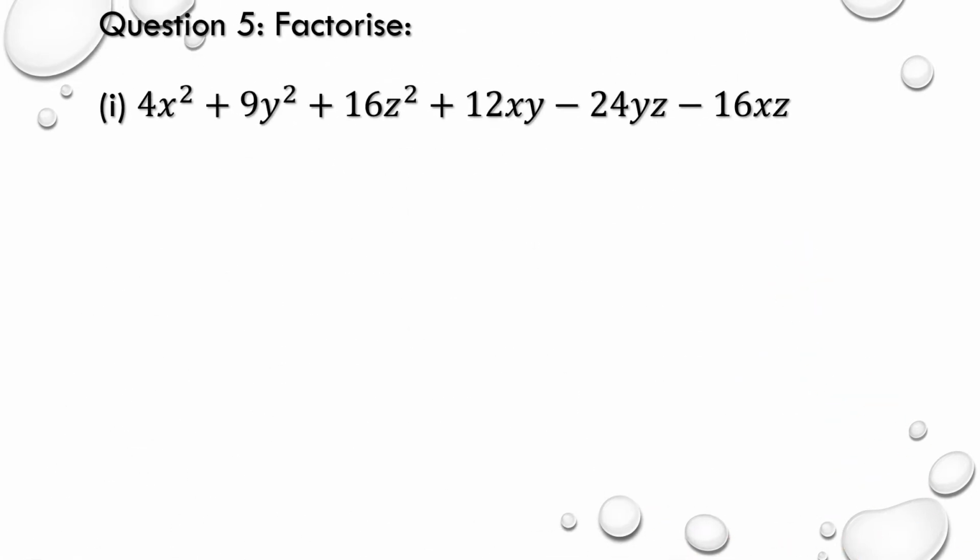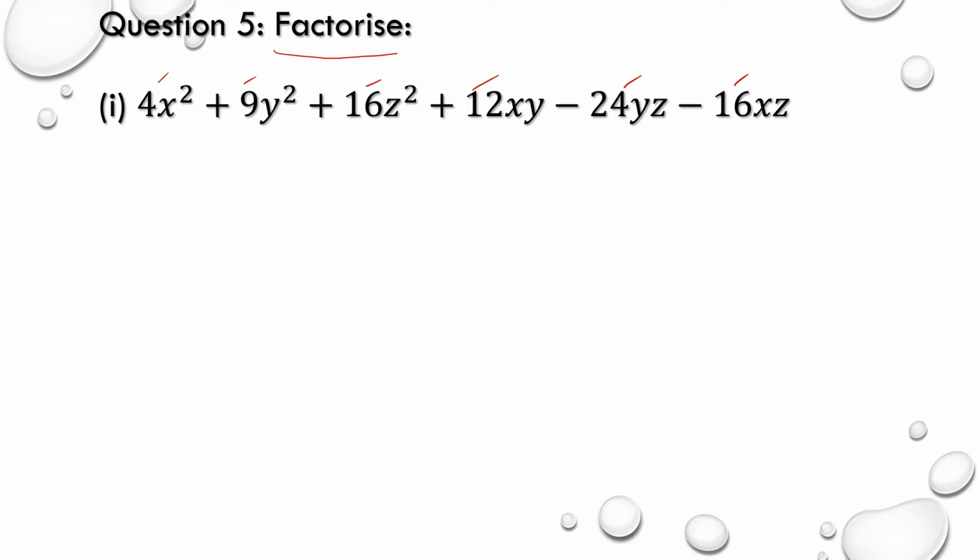Question number 5 of exercise 2.5 is factorize 4x square plus 9y square plus 16z square plus 12xy minus 24yz minus 16xz. Now we have to factorize this. Before factorizing, just see, can we take something common from all these terms? Here it is 4, this is 9, this is 16, 12, 24, 16. Since 9 is not an even number, we cannot even take 2 common out of all these terms. So this is a case where nothing can be taken common.